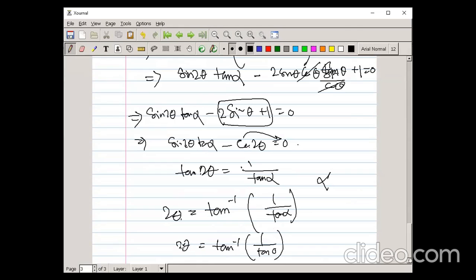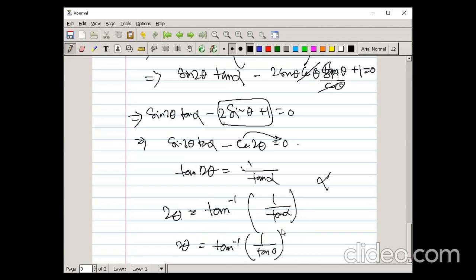So theta is how much? So theta is how much here? For putting tan alpha is equal to 0. Here you can see this is 2 theta is equal to tan inverse of 1 by tan 0.